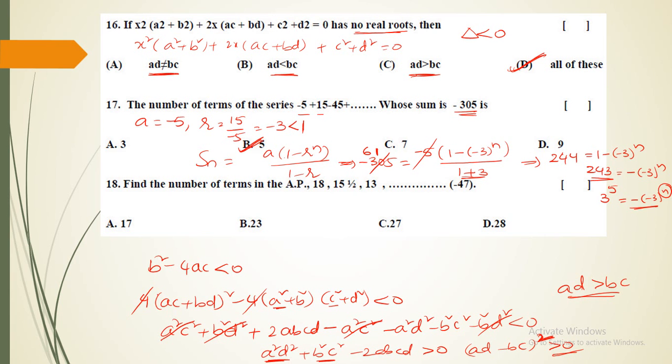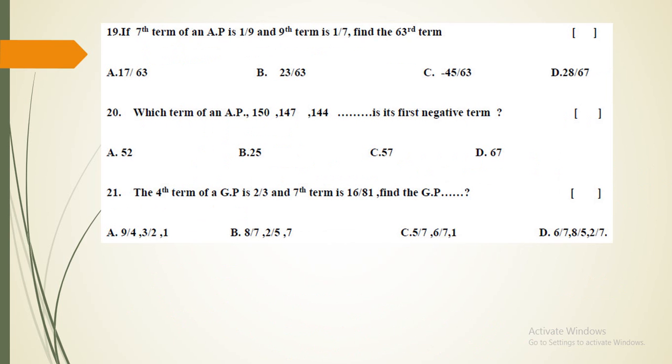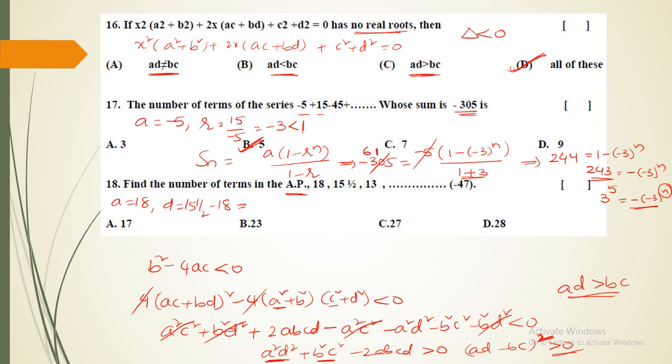Right. Next, moving on to one more question. Find the number of terms in the AP. So here clearly he said AP, right? So what is the first term? A is equal to 18, D is equal to 15 and half minus 18. So 15 and half minus 18 is nothing but minus 2 and half, which is nothing but minus 5 by 2. So it becomes minus 5 by 2.